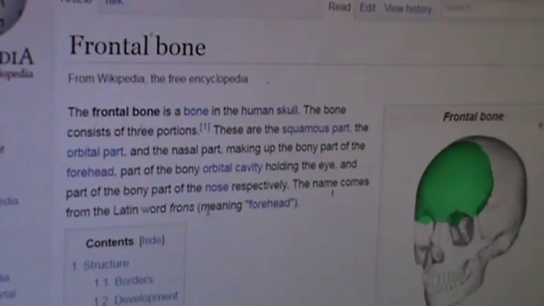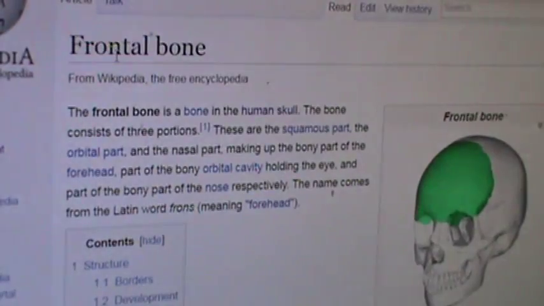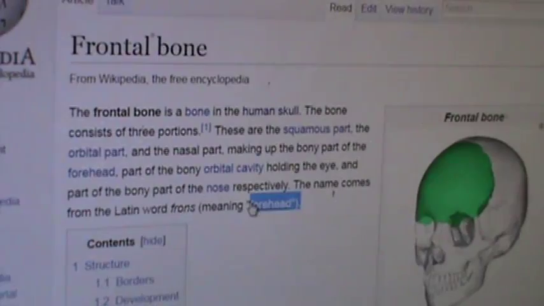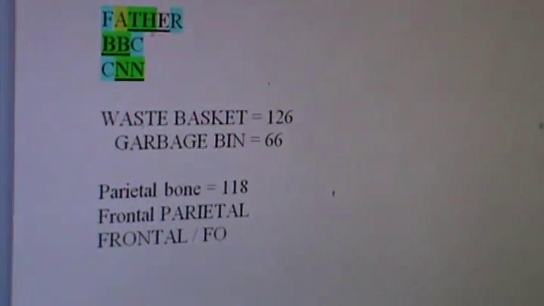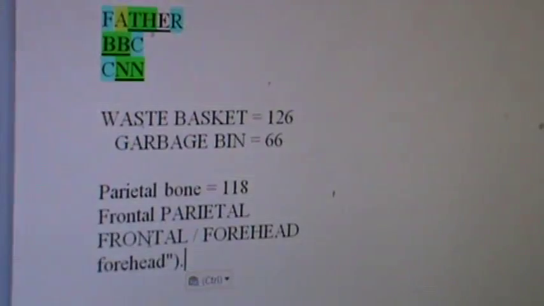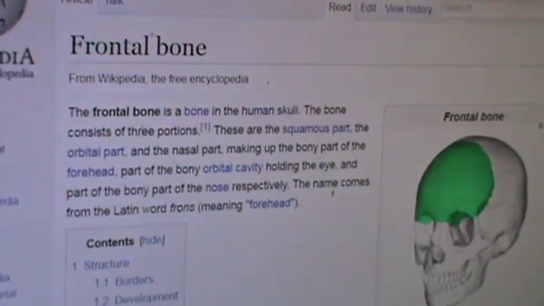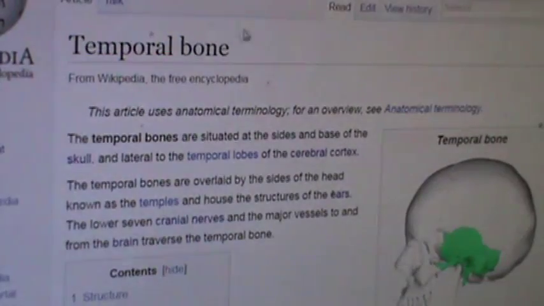One comes from Franz, meaning forehead. So frontal and forehead are both +2 for Christ. In fact, they differ by 24, so that's pretty glaring to me. Frontal, forehead. Cool. All right, temporal I know is father, +1.